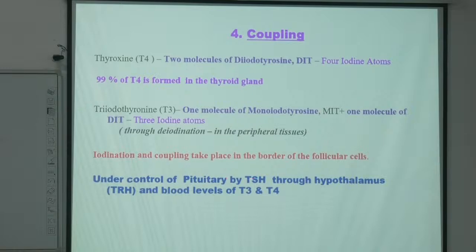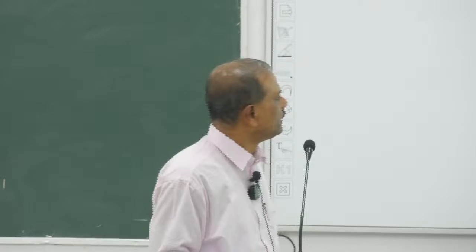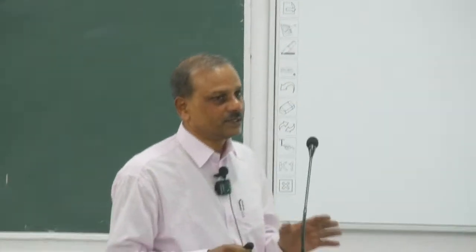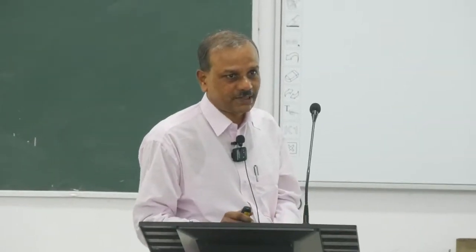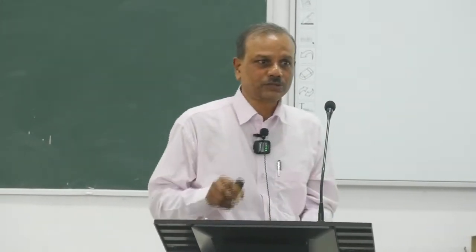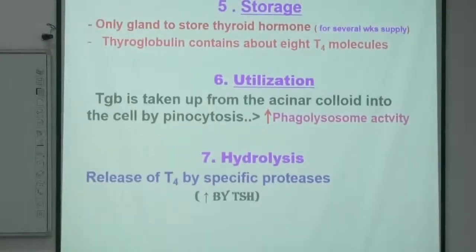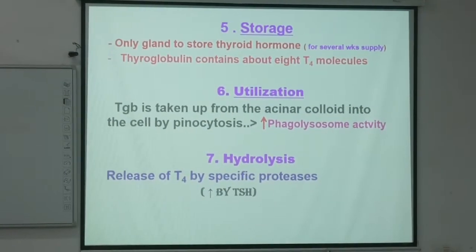This is again under control of TSH through the hypothalamus, and how much TSH will be produced is controlled by the blood levels of T3 and T4. Next. So storage. That is another thing, as I told you, iodine is a scarce element. So this thyroglobulin remains stored within the follicle, and that storage can supply thyroid hormones for several weeks, because it is such a large molecule with so many amino acids, and it can meet needs at times of crisis when there is iodine deficiency.